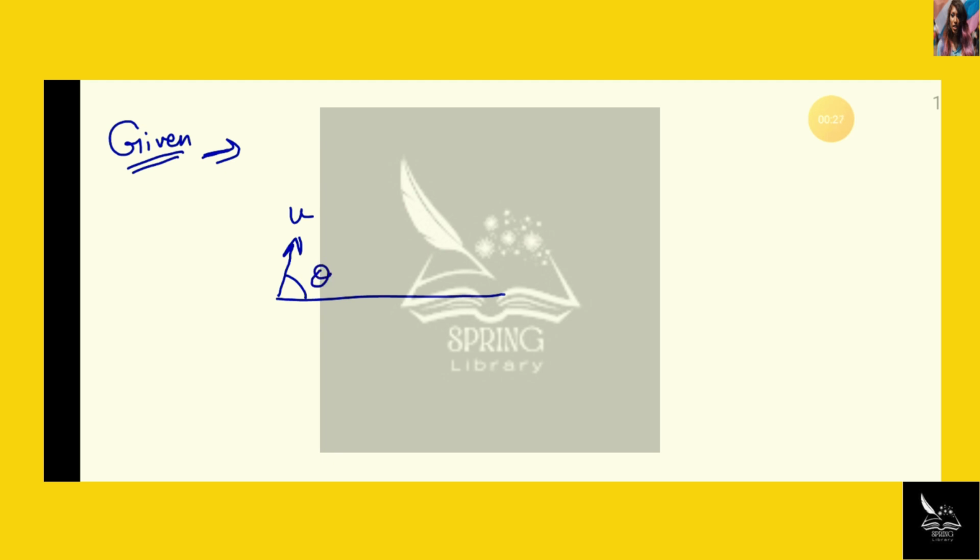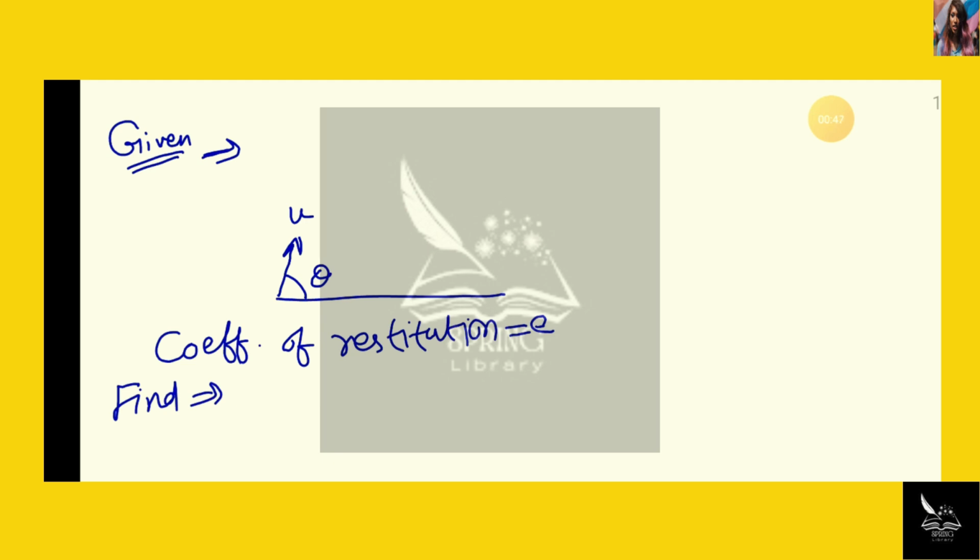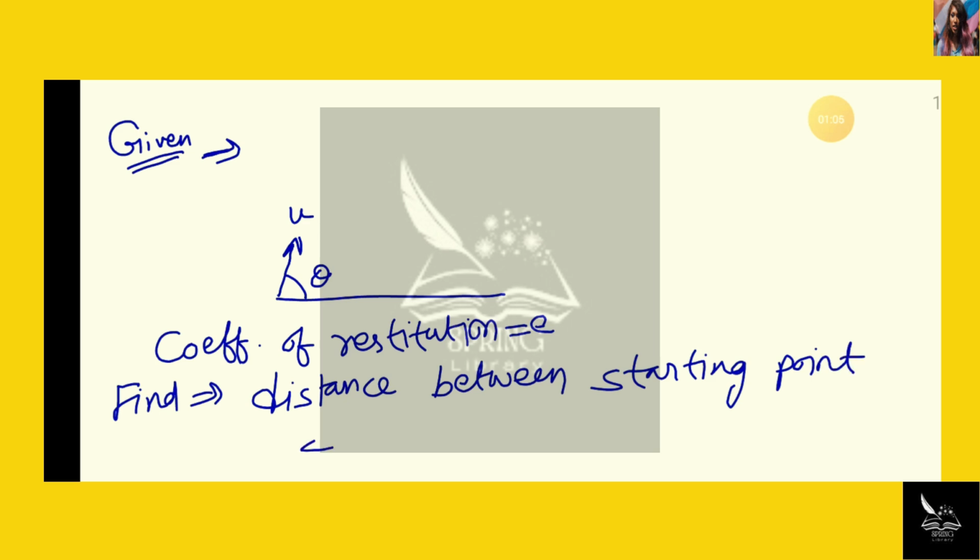Now the question says that the coefficient of restitution is given, equal to e, and we have to find the distance of the second collision with respect to the starting point, that is, the distance between the starting point and the second collision. So this is the question, and this data is given. Now let's start answering this question.